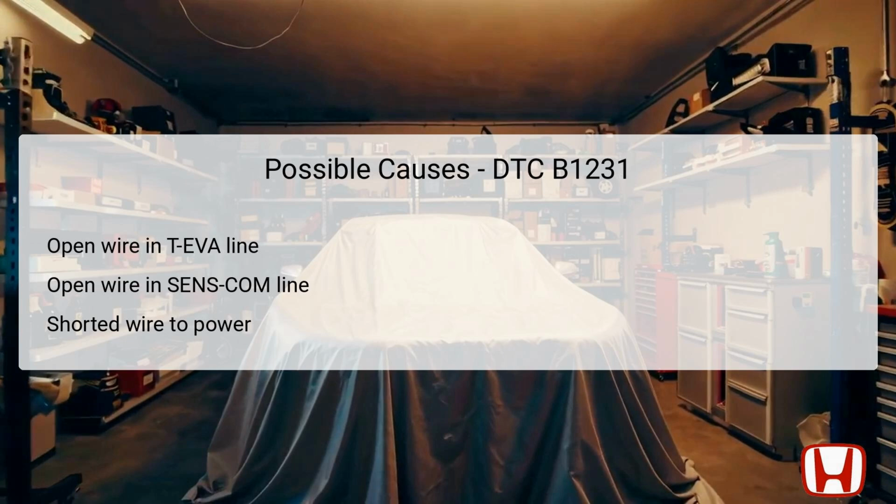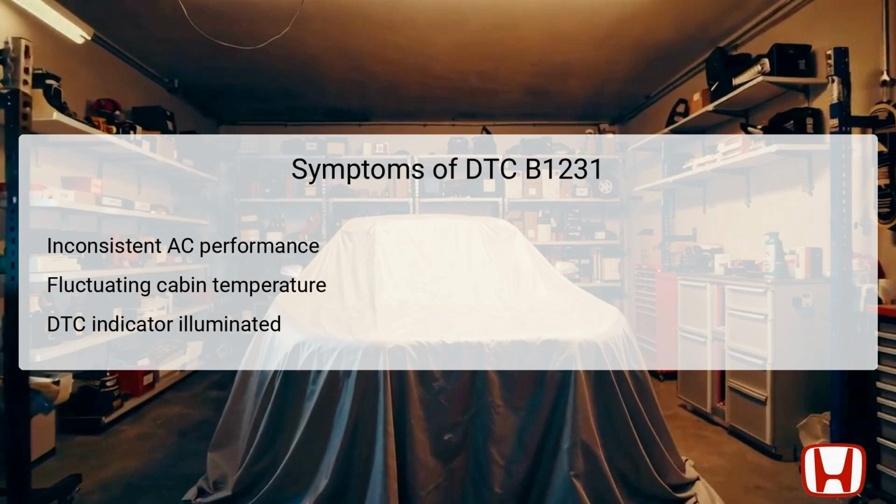Additionally, a shorted wire to power in the TEVA line could cause faulty readings, though this scenario is less common. Proper diagnosis involves checking these wiring elements for continuity and shorts, ensuring all connections are secure and intact for accurate sensor functionality. When DTC B1231 is triggered, several symptoms typically emerge that can affect the user experience.